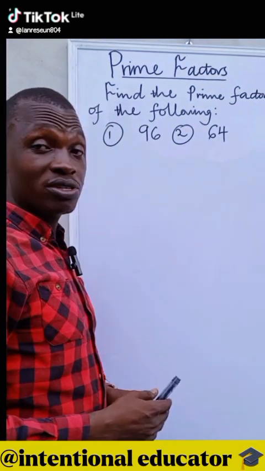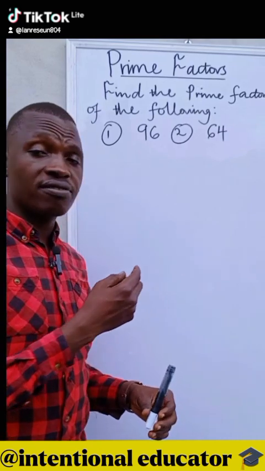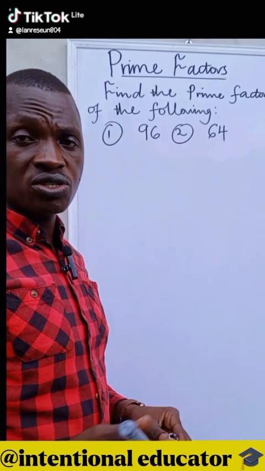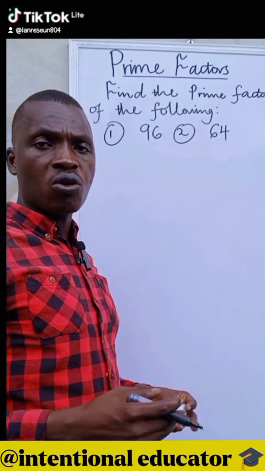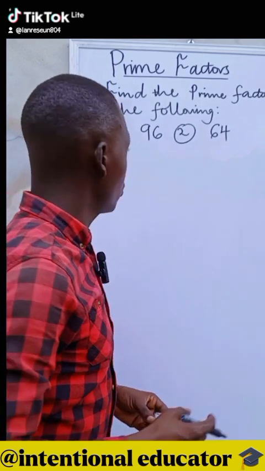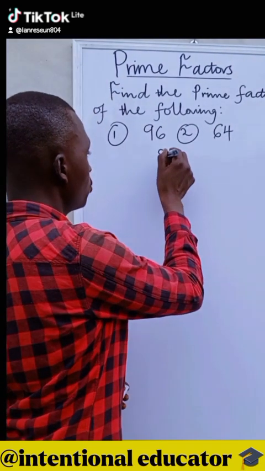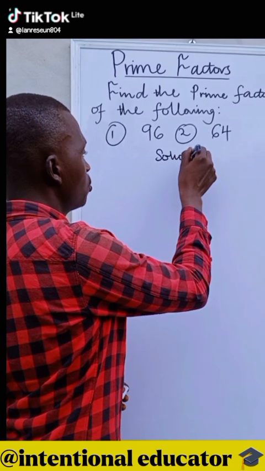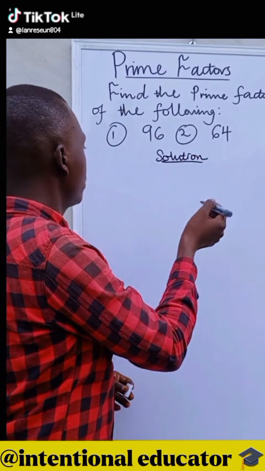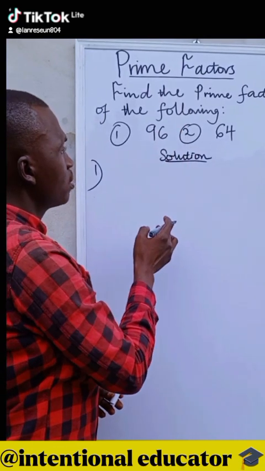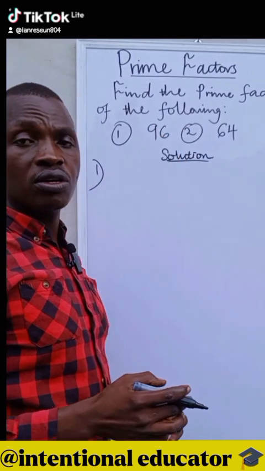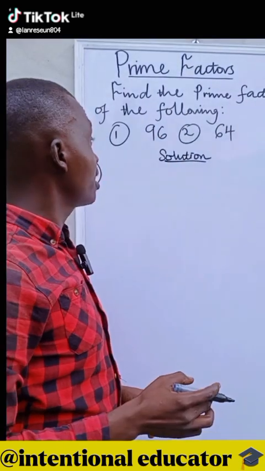Of course, we have two numbers here. We have 96, then we have 64. So we're going to be using the 3-factor method to look for the factors of these numbers. All right, come along. We're at our solution. The first one, we have to look for what? The prime factors of the prime numbers of 96.